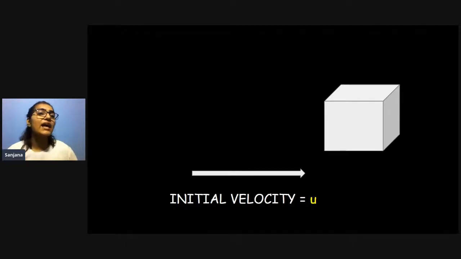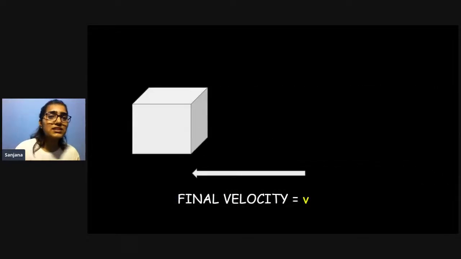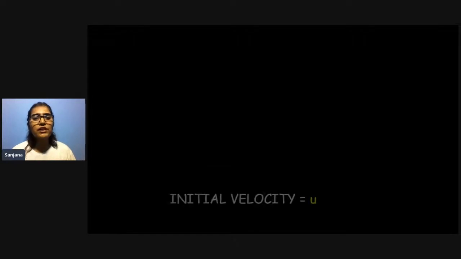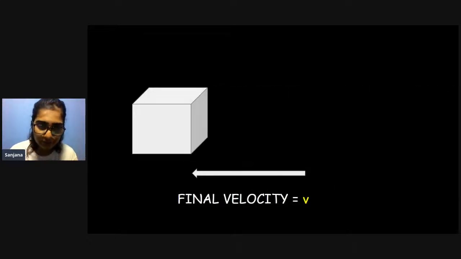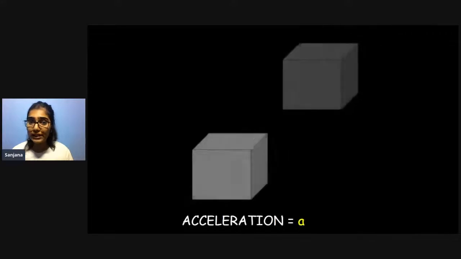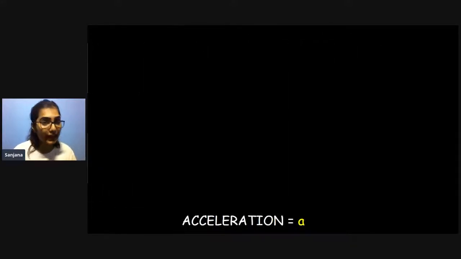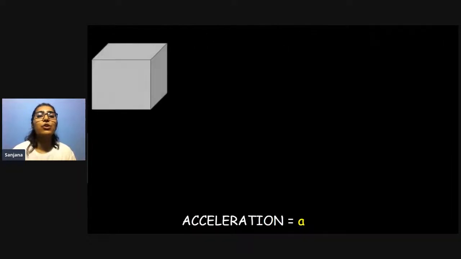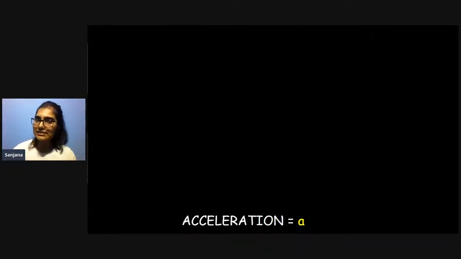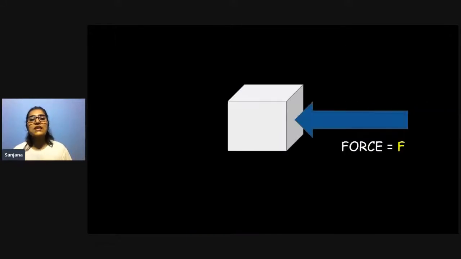Now, when we apply force, the body changes its velocity. Let's say finally the velocity of the body is v. Once again, initially it was moving with a velocity u. After applying force, the body moves with a velocity v. That is, there is an acceleration denoted by a due to the force F.